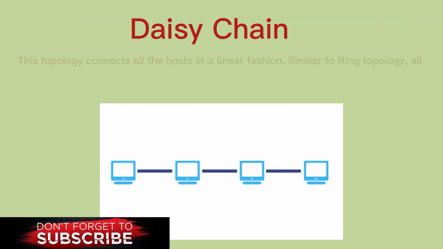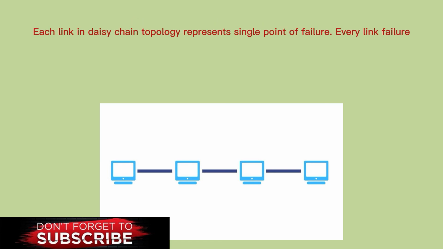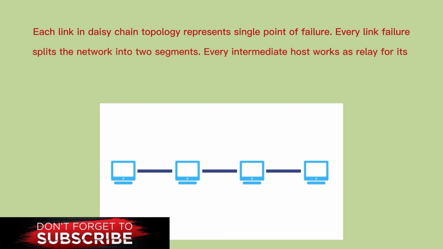Daisy chain. This topology connects all the hosts in a linear fashion. Similar to ring topology, all hosts are connected to two hosts only, except the end hosts. Meaning if the end hosts in daisy chain are connected, then it represents ring topology. Each link in daisy chain topology represents single point of failure. Every link failure splits the network into two segments. Every intermediate host works as relay for its immediate hosts.